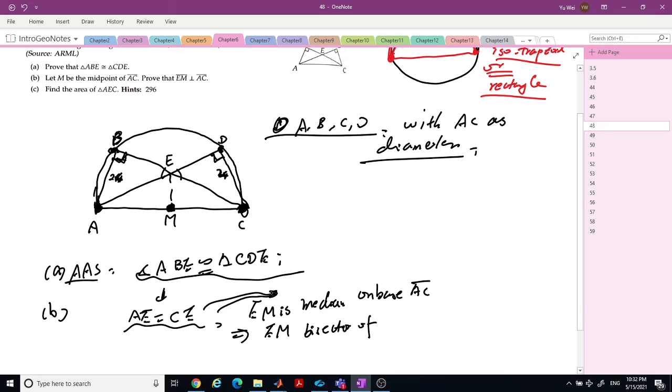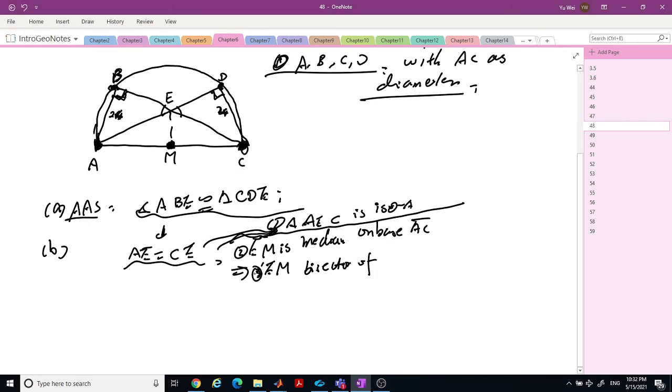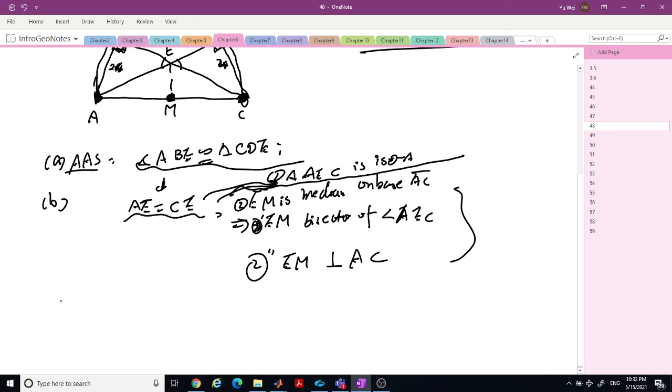You'd better see triangle AEC is isosceles first, then see this one second. Then we can also have EM as the bisector of angle AEC, and EM perpendicular to AC. Okay, so these are all the properties of the isosceles triangle.